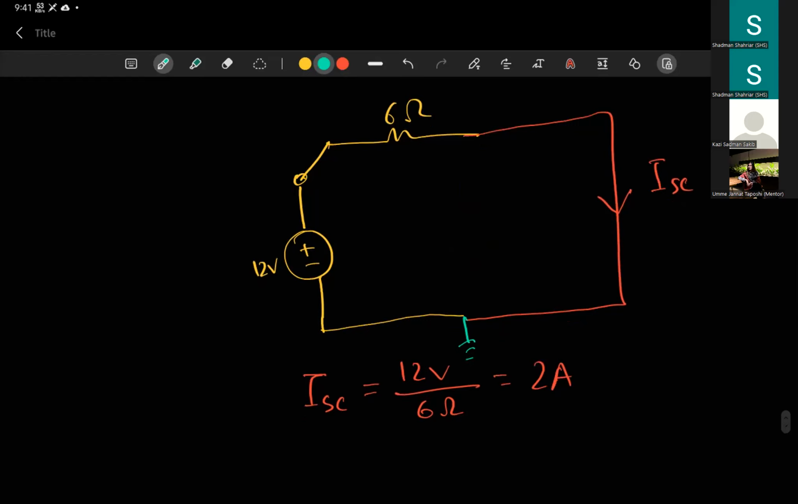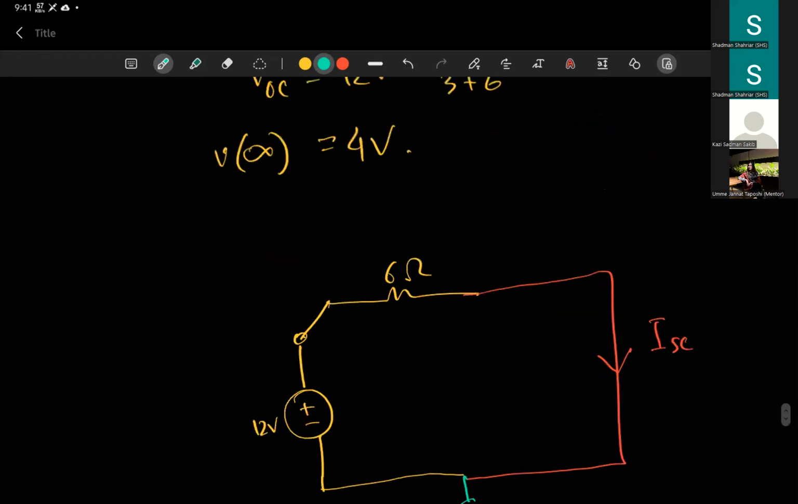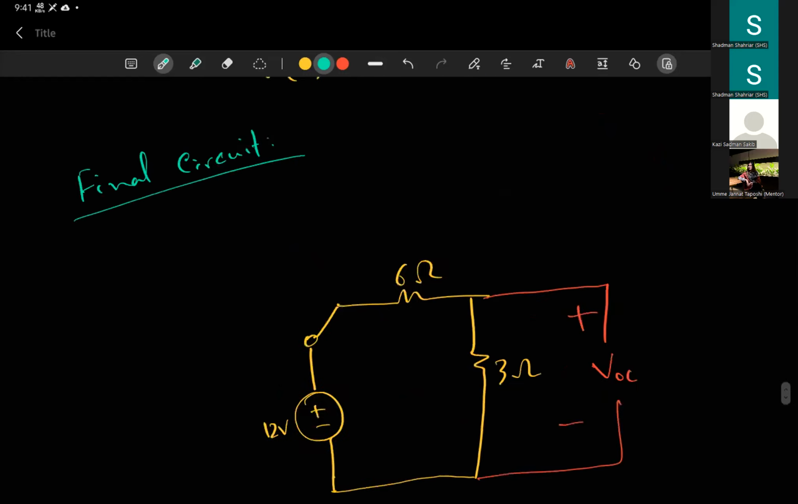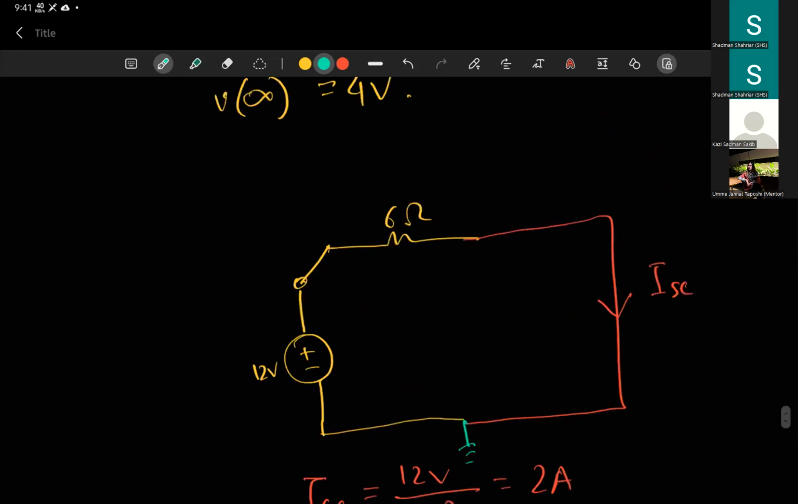Is it this VOC of 4 volts or the previous VOC of 10 volts? The last one, because you are analyzing the final circuit. Why are you trying to bring this 10 volts here? This was a completely different circuit, this one was with 30 volts. Why should I bring this? These two circuits are basically the same circuit, but the 3 ohm resistor here is basically non-existent. You should use these 4 volts.